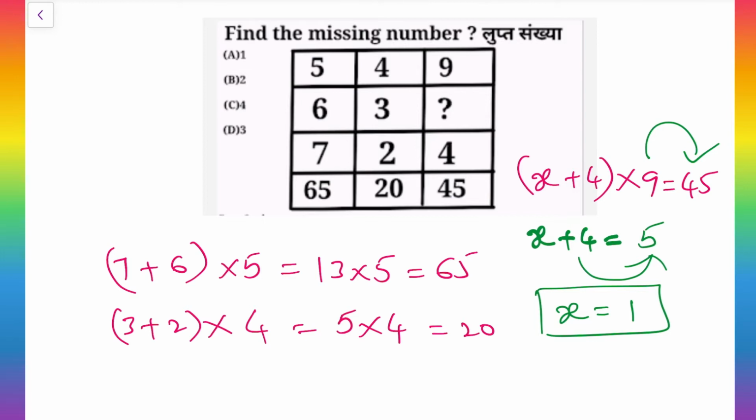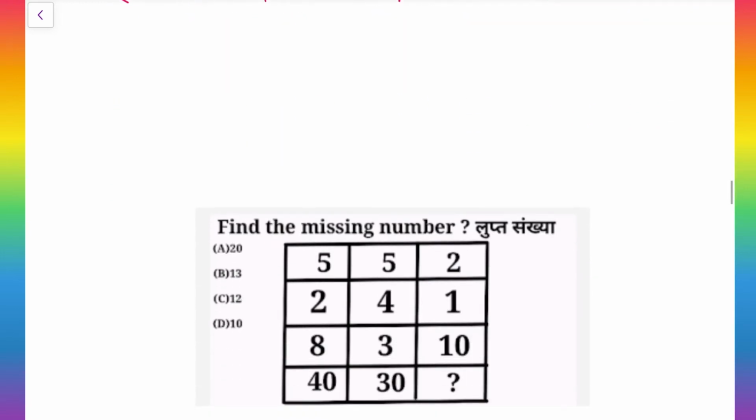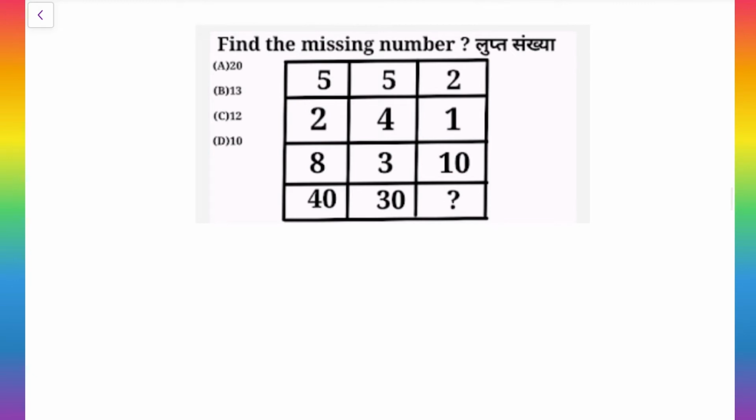Okay, let's check the next question. 5, 5, 2; 2, 4, 1; 8, 3, 10; 40, 30, and something else. Okay, now here also the same logic again. These three numbers are smaller than this one, so with the first three numbers only we need to do something so that I will get the last number. Okay, I got the logic easily.